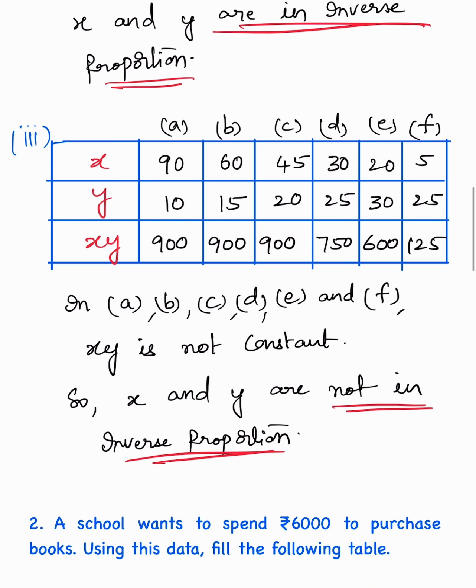Third bit, again x and y are given. We'll write xy here. Here all the xy values are not same. So in a, b, c, d, e and f, xy is not constant. Therefore x and y are not in inverse proportion.